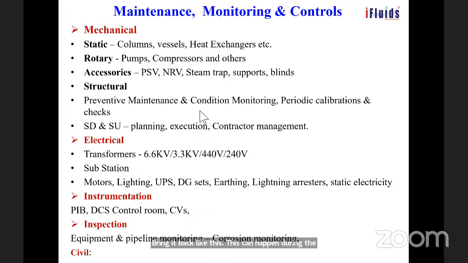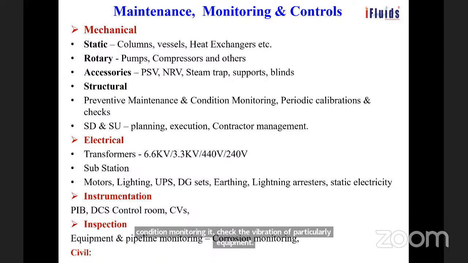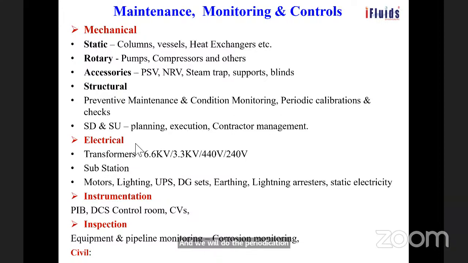They have to plan. Same thing for the condition monitoring. They check the vibration of the particular equipment, critical equipment, and all these things are monitored periodically and identified. So they can avoid any breakdowns by that. And they do the periodic calibration checks. And shutdown and startup also, they have to plan and execute, because during shutdown and startup, their activities will be very high, and they have to plan with the contractors also.